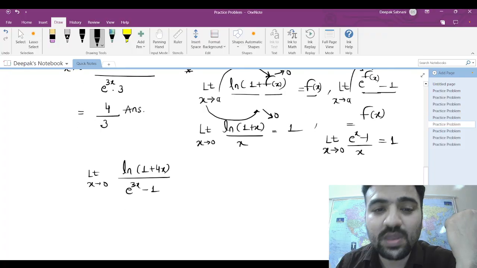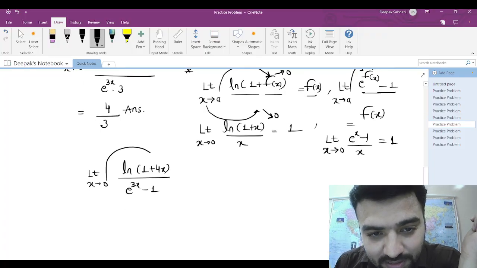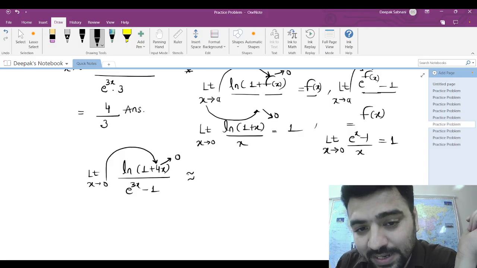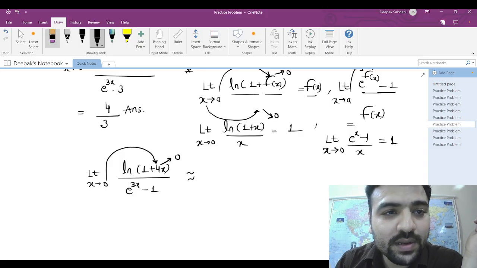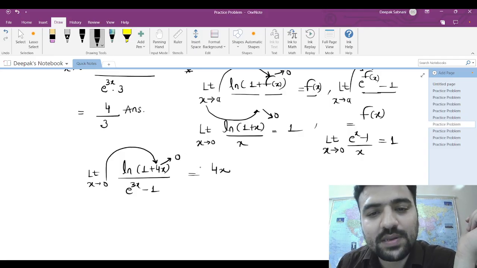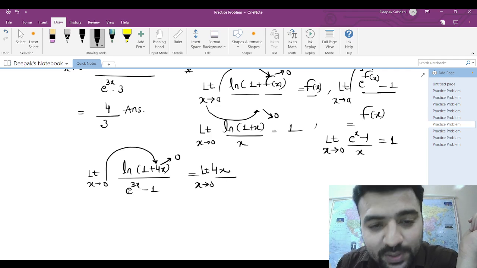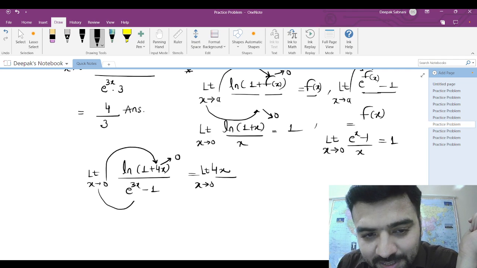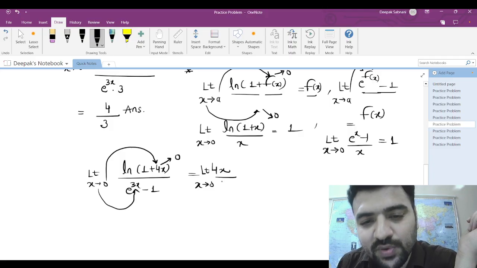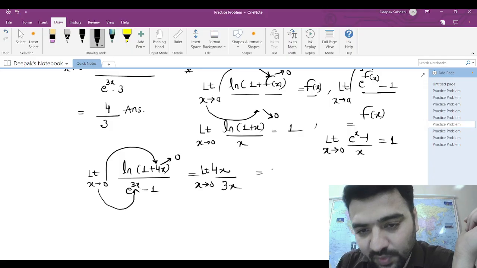Yes. Now, whatever I said, we have to apply. x tends to a, and now you see this f(x) tends to 0. So directly I can take this f(x) out. What is f(x)? 4x. Limit x tends to 0 divided by, now e to the power f(x) minus 1. When x tends to a and f(x) tends to 0, you can take this f(x) out. So 3x by 4x, that is nothing but 4 by 3.